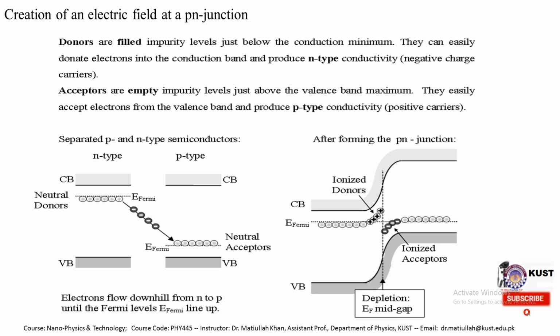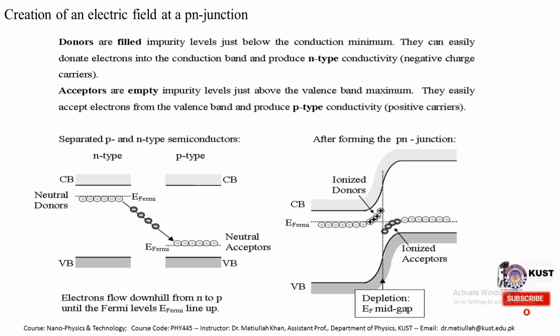Acceptors are empty impurity levels just above the valence band maximum, and they easily accept electrons from the valence band and produce p-type conductivity, that is, positive carriers. These two diagrams show the electrons flowing downhill from n-type to p-type until the Fermi levels line up. The second figure shows the depletion of the Fermi level and the band gap.